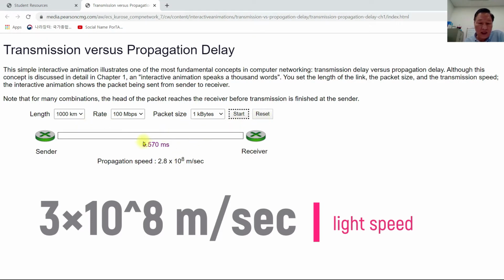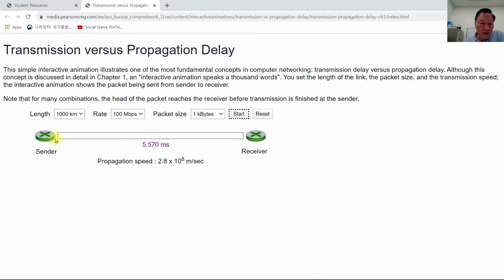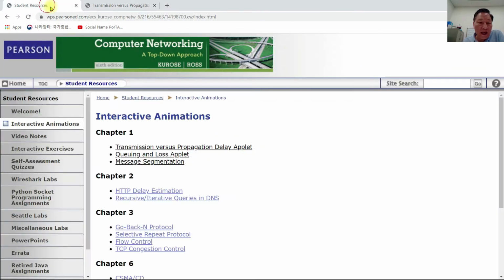Okay, you can understand the propagation delay, and also, depending upon the transmission rate, the speed will change. And we are learning through the PowerPoint slide. This one is explaining the propagation delay. Okay, let's move to the next.